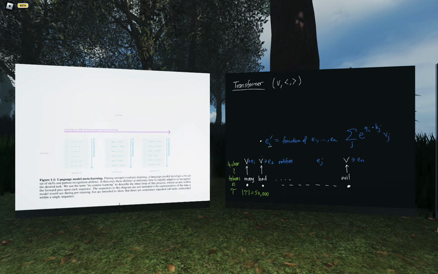So passing messages between entities, they receive information from all the other entities through multiple rounds. This message passing happens for some number of rounds, and then you take the resulting final entities, say E1 final, E2 final, and then you make a prediction for the next token.